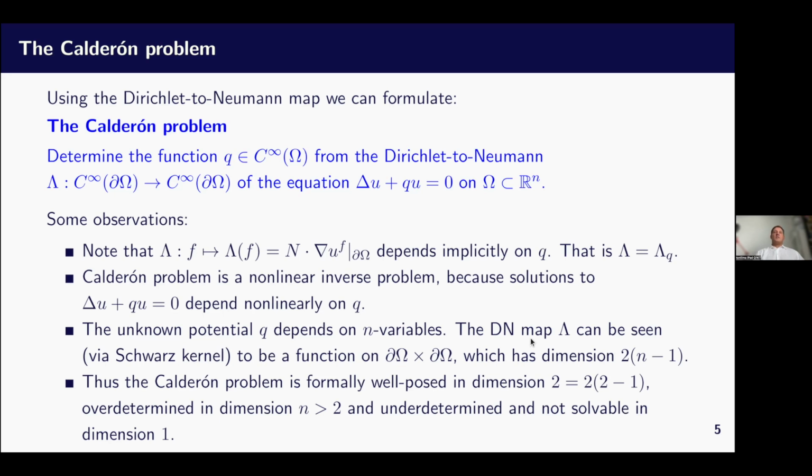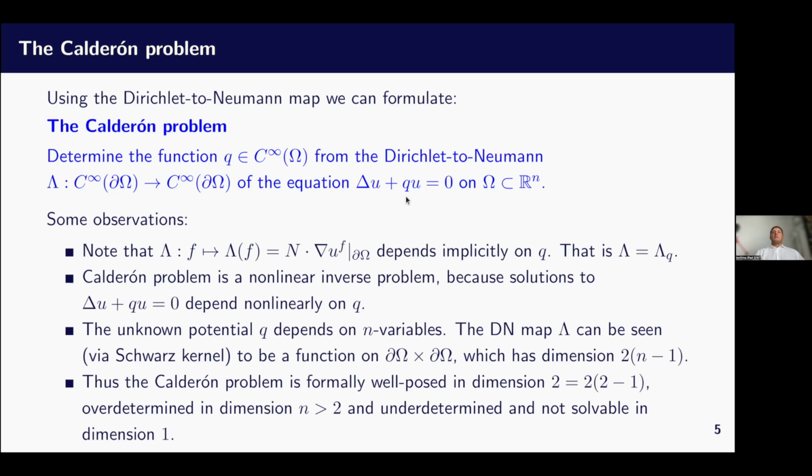Another observation is that the Calderon problem is a so-called nonlinear inverse problem. The reason why it's called nonlinear is because the DN map depends non-linearly on this function q. So the dependence in this equation is implicit, and it's also non-linear.